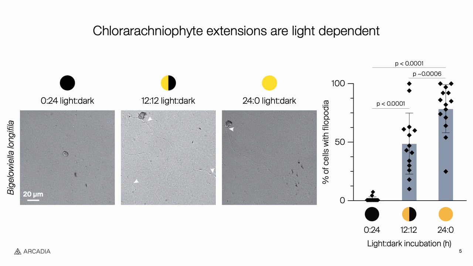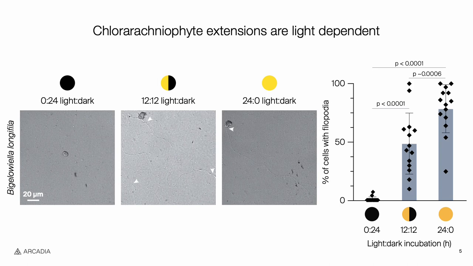The cytoplasmic trafficking that we observed in these extensions was reminiscent of cytoplasmic streaming in many plant species. We had read that cytoplasmic streaming may aid in photosynthesis, so to determine if there's any correlation between photosynthesis and these extensions in our species, we did a simple assay where we grew up the cells under three different conditions: either in complete darkness, in 12-12 light-dark cycle, or in 24 hours of light.